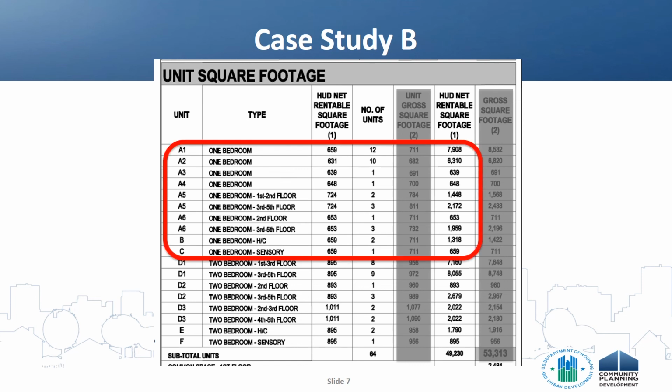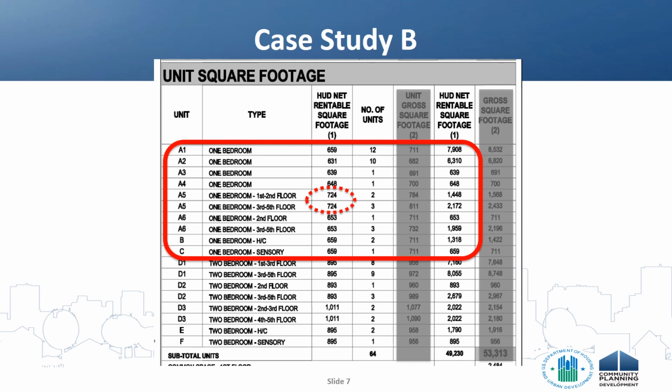That's usually labeled as the net square footage. So, let's look at the one-bedroom units, which includes architectural types A1 through A6, as well as the B and C type units, which are physically and sensory impaired units as required by Section 504. In this example, we see a good bit more variation in the size of the units. The smallest one-bedroom units have 631 square feet, while the largest are at 724. Before we even do the math, I have a sense that's going to be a significant difference.